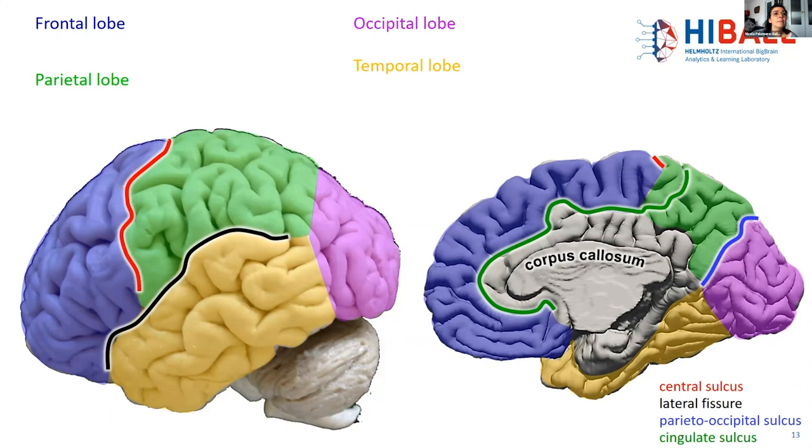And on the medial surface of the brain, we also have the limbic lobe, which is located around the corpus callosum. The corpus callosum is a grouping of fibers that connect the left and right hemispheres with each other and enable information transfer between both sides of the brain. So that both parts of the left and the right part of the brain can communicate with each other.